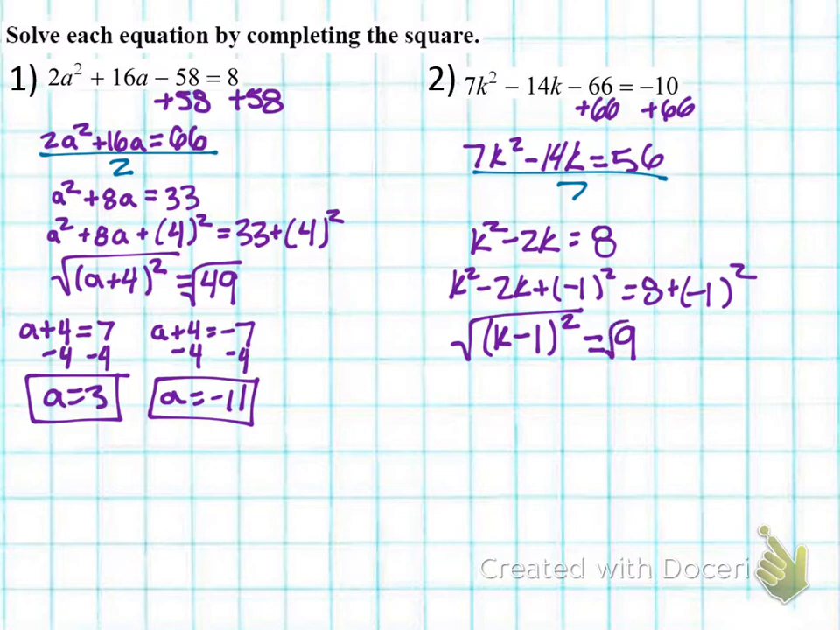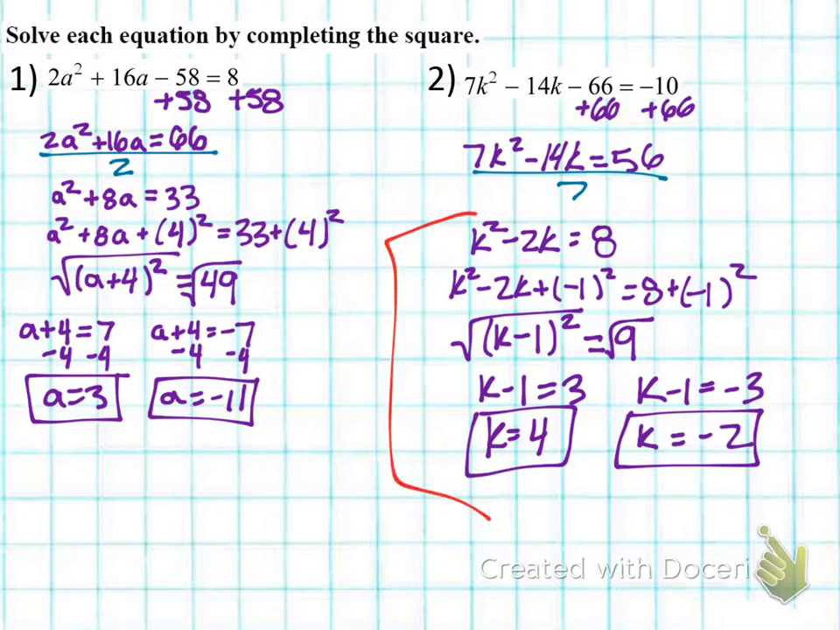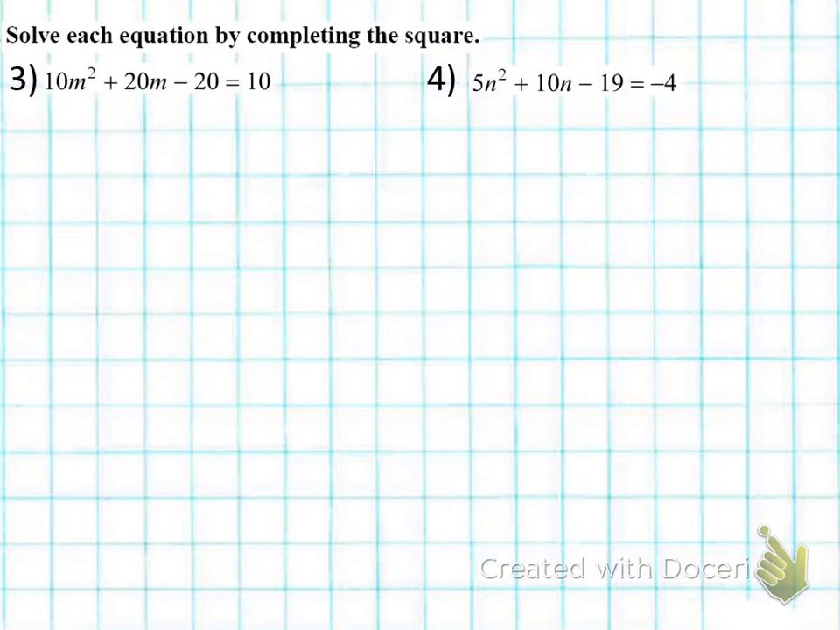I take the square root of both sides and set up my 2 equations. Square root of 9 is 3, so I have k minus 1 equals 3, or k minus 1 equals negative 3. And adding 1 to each side, I get k equals 4 as a solution, and k equals negative 2. Okay, again, this whole part would have been from yesterday's lesson. This is the only new addition. Okay, moving on, 3 and 4, again, just more of the same thing. So I add 20 to both sides in number 3.